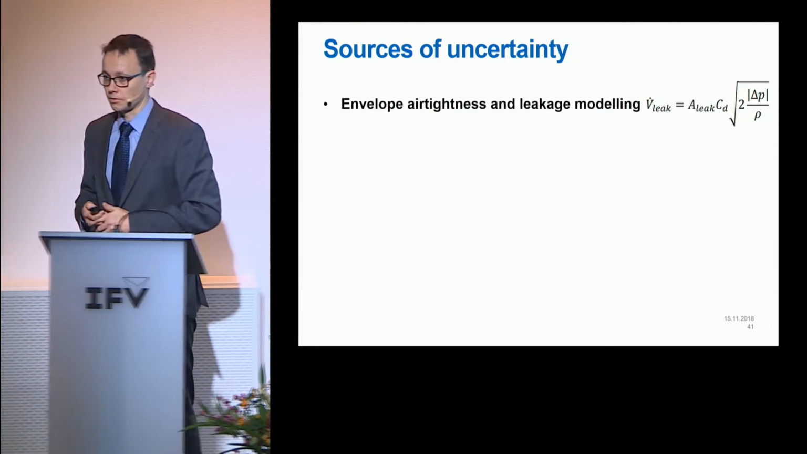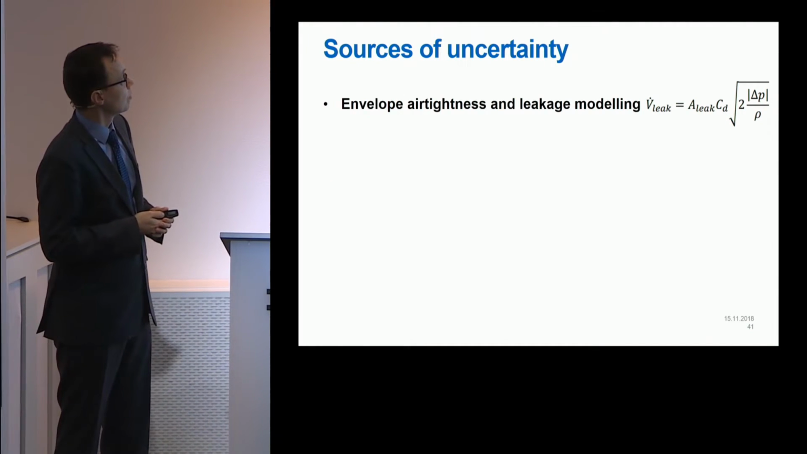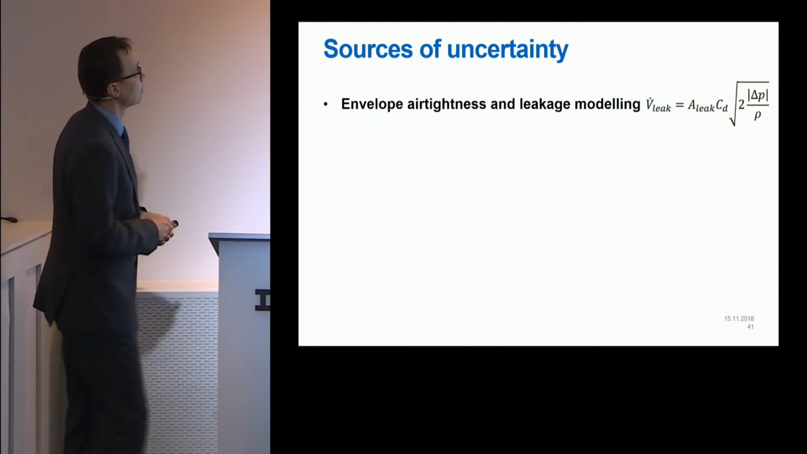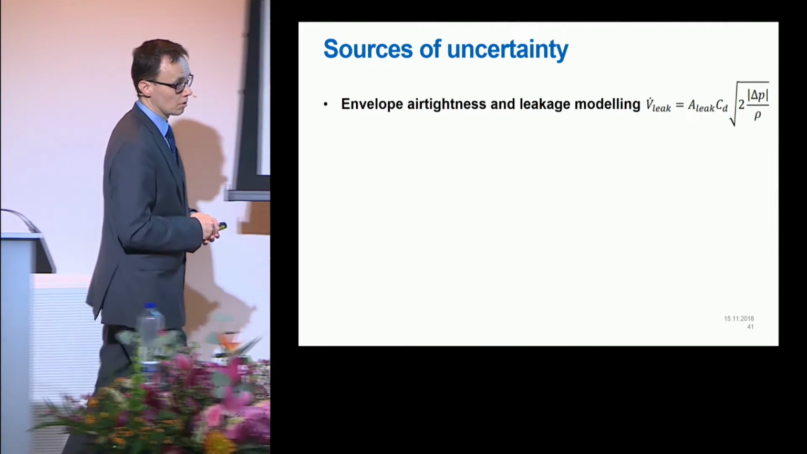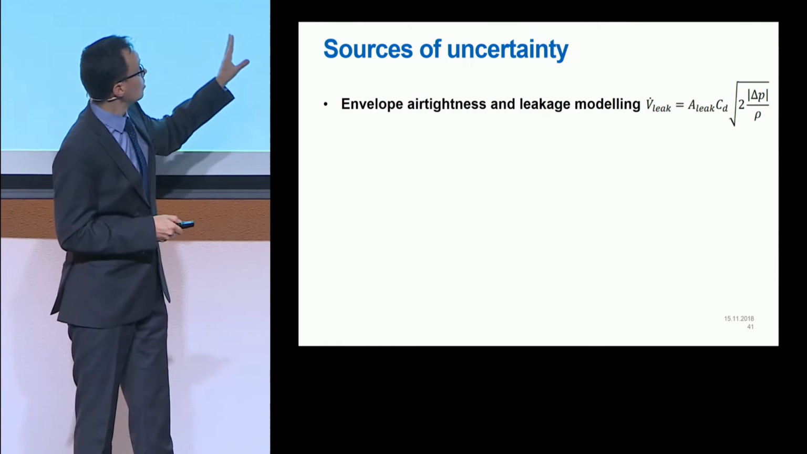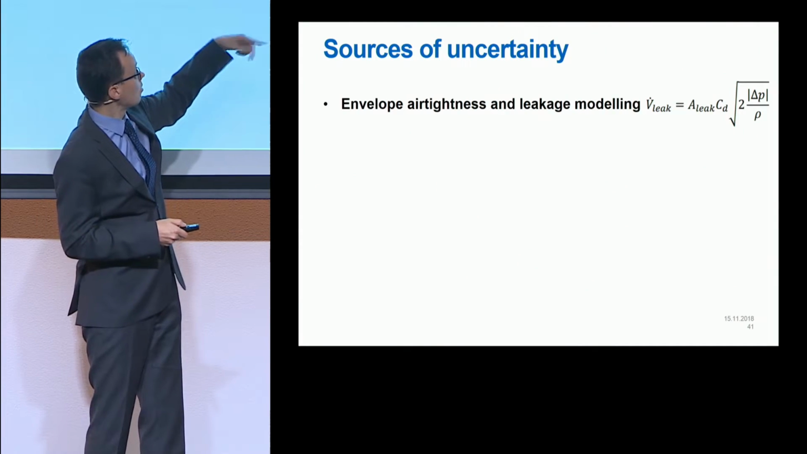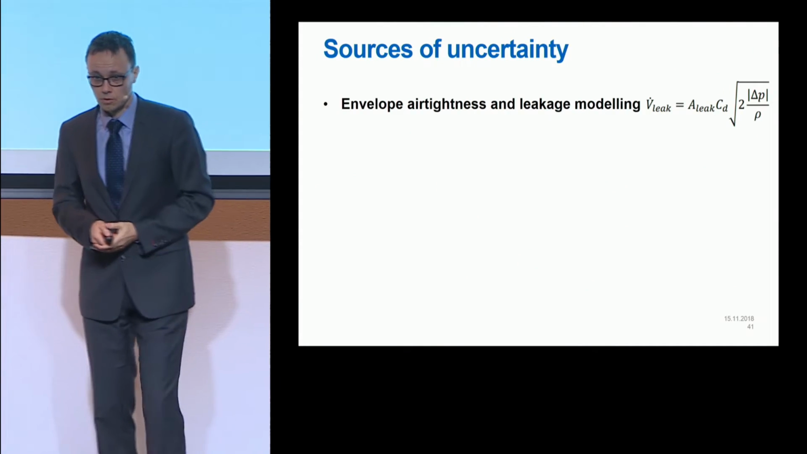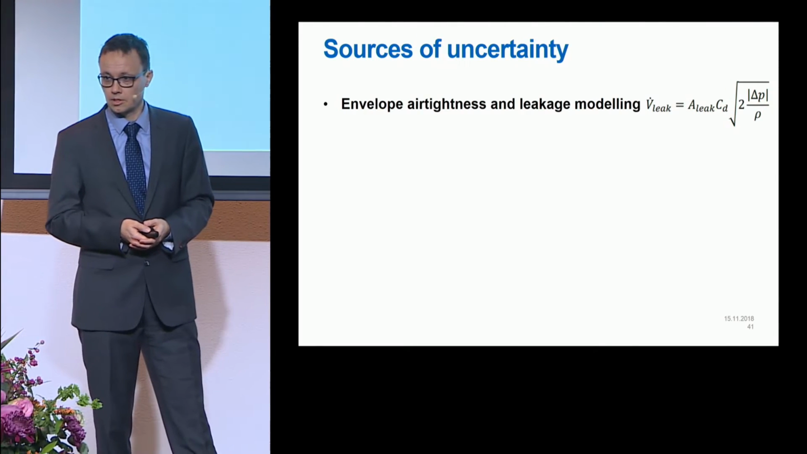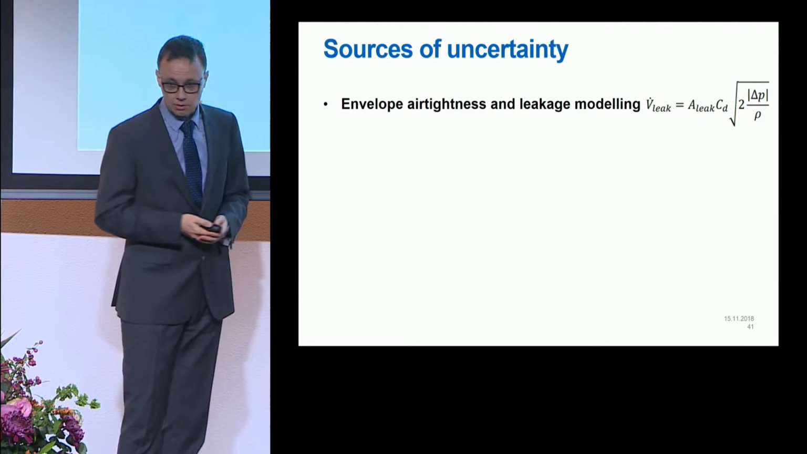We are getting to the end of this workshop session soon. I want to go through some uncertainties. First of all, when we model these things, we assume that the leakage volume flow through the envelope behaves according to the simple orifice flow equation. The flow rate is proportional to the surface area, discharge coefficient, and square root of the pressure difference.